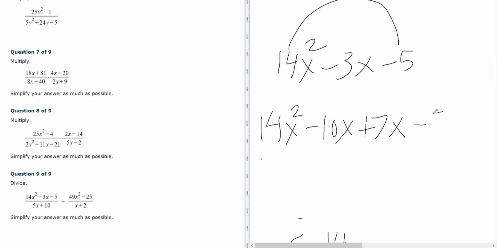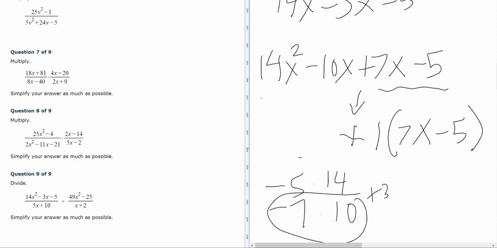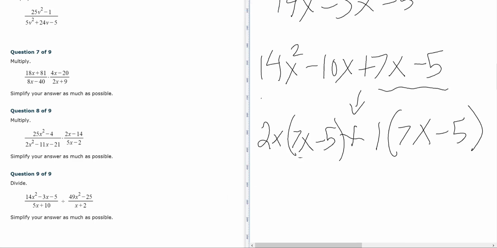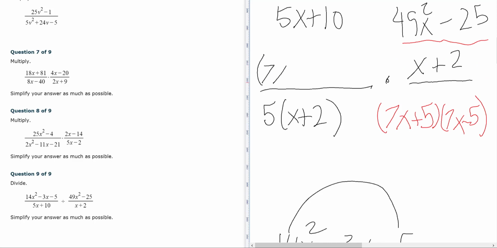plus 7x minus 5. Now, I might want to do that in the other order because the 7 matches better with the 14 and the 10 matches better with the 5. But I can do it in this order. I just have to remember that. I bring my sign down here, and since these don't have anything in common, it's going to be 1 times 7x minus 5. And the first two have a 2 in common and an x in common, 7x minus 5. So since they have a 7x minus 5 in common, it's going to be 7x minus 5 and then 2x, and that plus 1 is really important. That's why you got to remember to write the plus 1 there. So it's 7x minus 5 and 2x plus 1. So go back up here, 7x minus 5 and 2x plus 1.